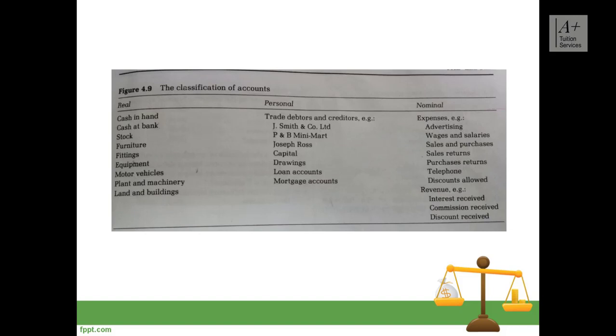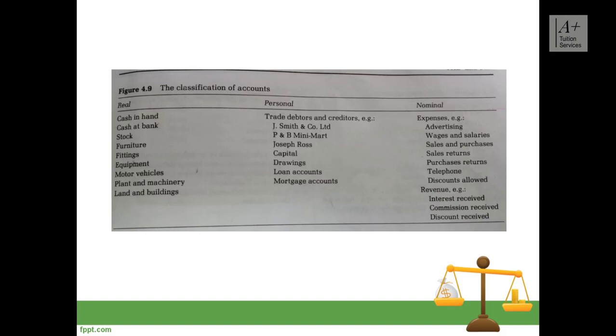Starting from your left, you will see the heading real accounts. Under real accounts, there are different types. We have cash in hand, cash at bank, stock, furniture, fittings, equipment, motor vehicles, plant and machinery, land and building. Notice they put both the fixed and current assets under real accounts.